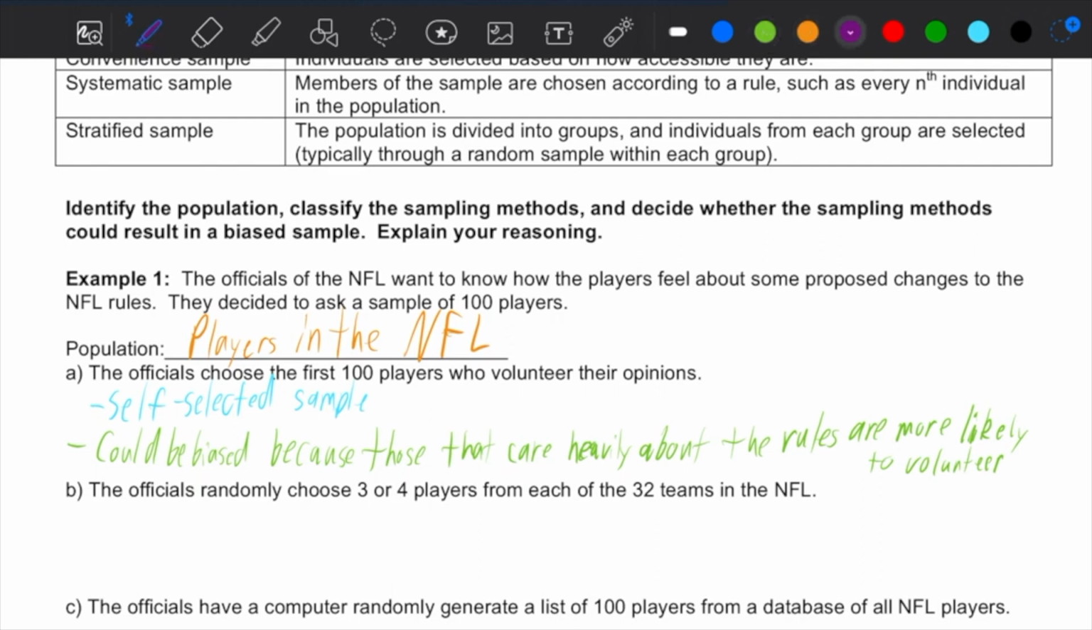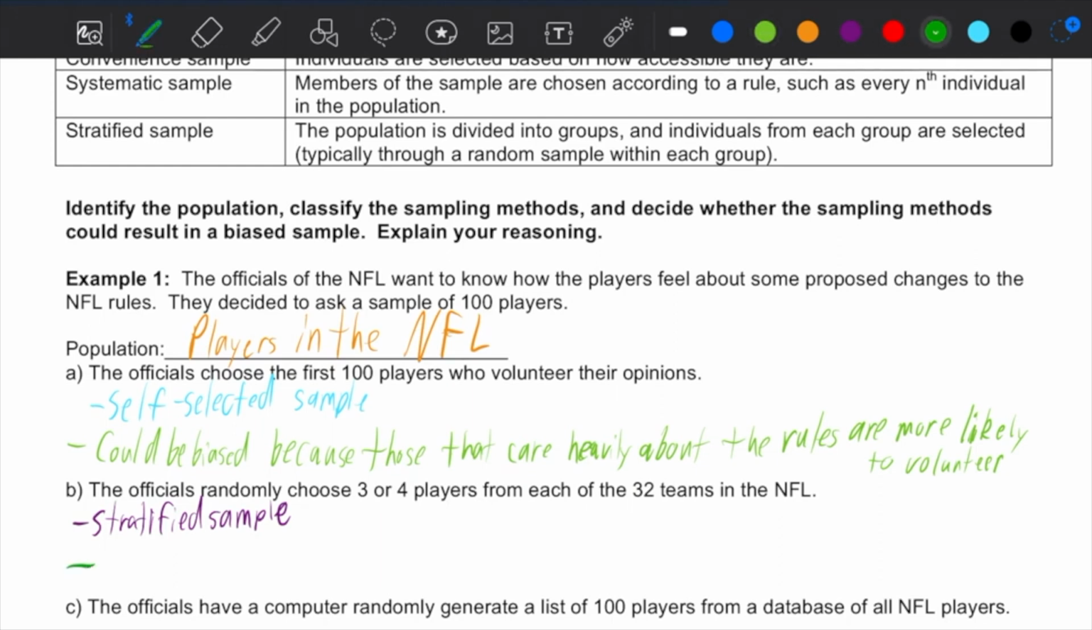Example B, the officials randomly choose 3 or 4 players from each of the 32 teams in the NFL. So this would be a stratified sample. So from each team will have a pretty equal representation, whether it's 3 or 4. And then within each team, it'll be done randomly. So that would be our definition of stratified.